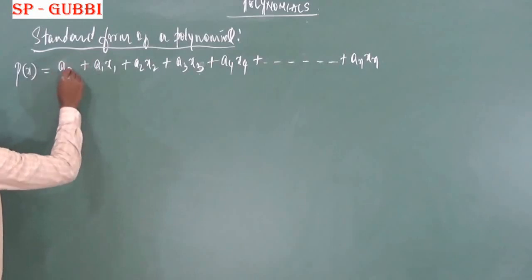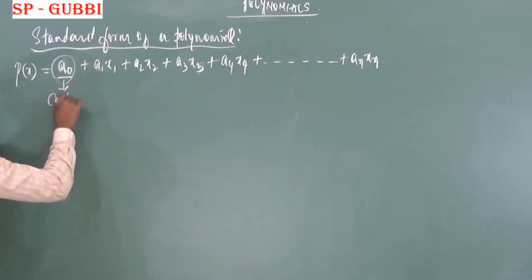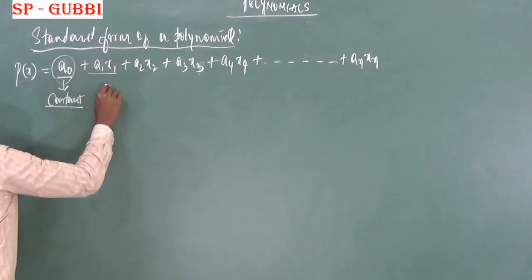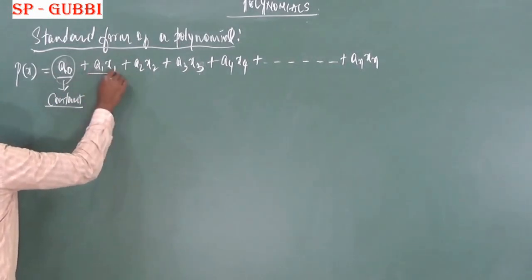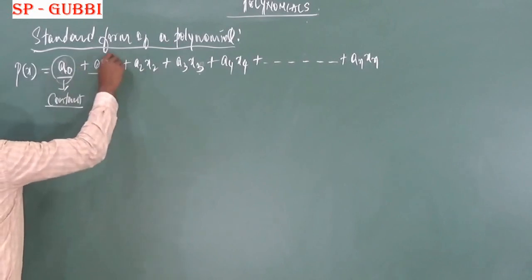So here, let us go to this. This is a base 0. So a base 0 means it is a constant. You remember this? A base 0 is a constant. A1 x1 is nothing but the term of the, or else I can go with this.